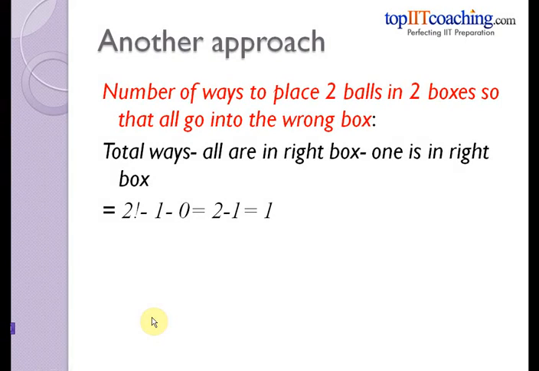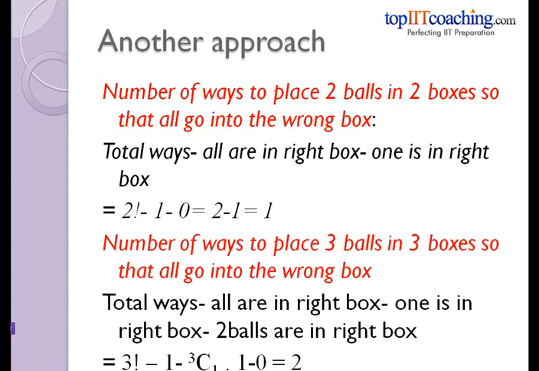Thus the number of ways to place 2 balls in 2 boxes so that all go into the wrong box is equal to 1. Now let's try to find out the number of ways in which we can place 3 balls in 3 boxes so that all of them go into the wrong box. Now this is equal to the total number of ways minus all the balls are in the right boxes minus 1 is in the right box and minus 2 balls are in the right box. Now the total number of ways is equal to 3 factorial, because there are 3 balls and they could be arranged among themselves in 3 factorial ways. Minus 1 because all are in the right box, and there's just only one way of arranging or placing all the balls in the right boxes.